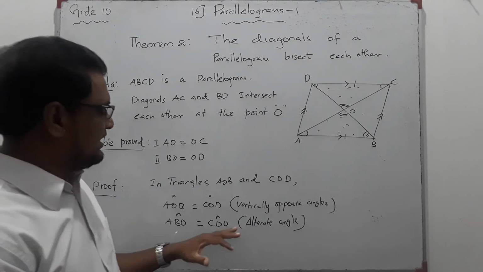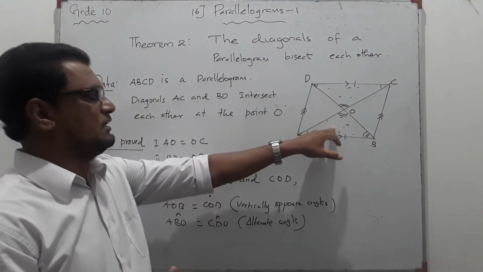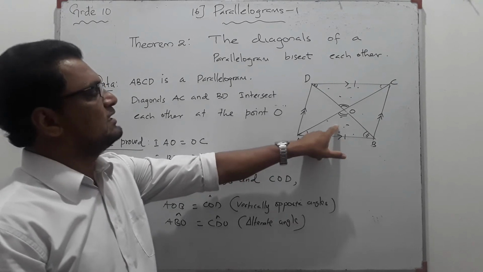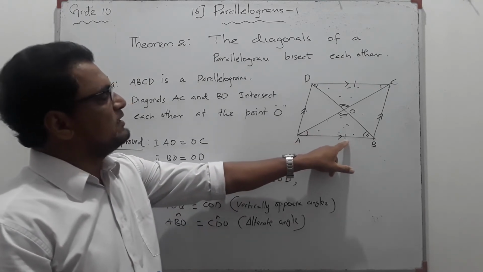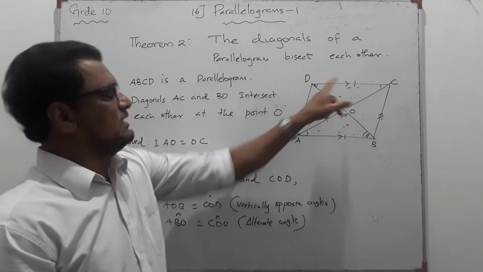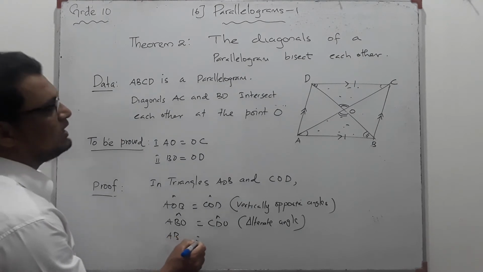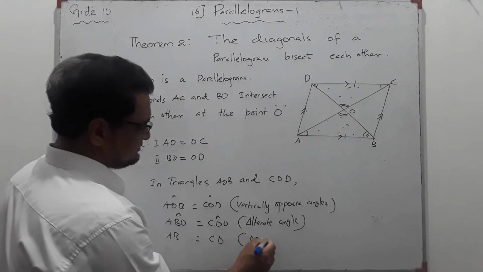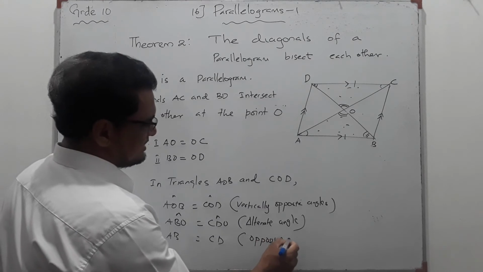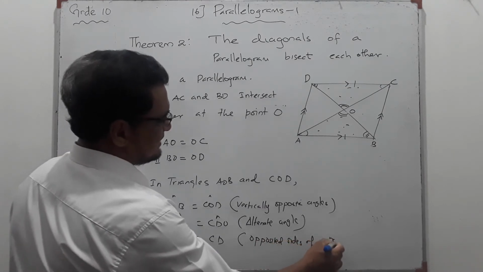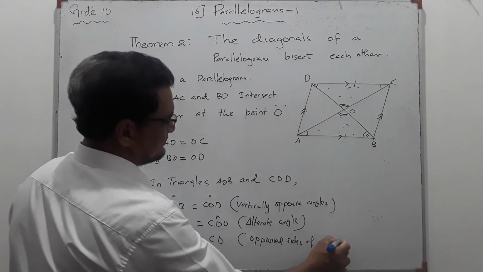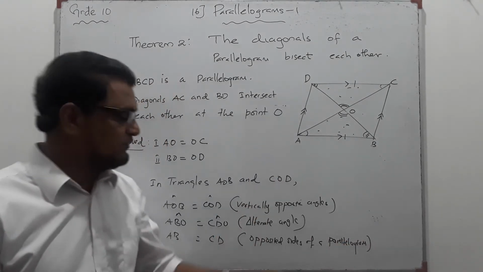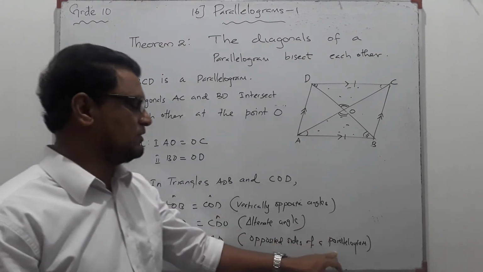Now we have found two elements inside the triangle. We need another element that should be a side of the triangle. That is obviously clear to you all: AB is equal to CD. The reason is opposite sides of a parallelogram are equal. According to the first theorem, we have done this in the first theorem.